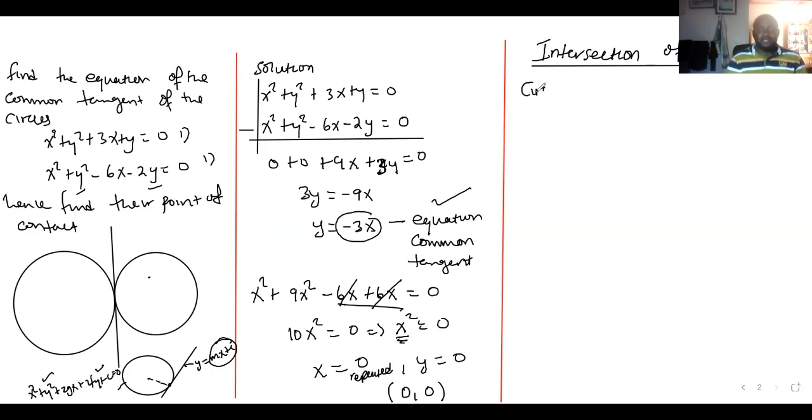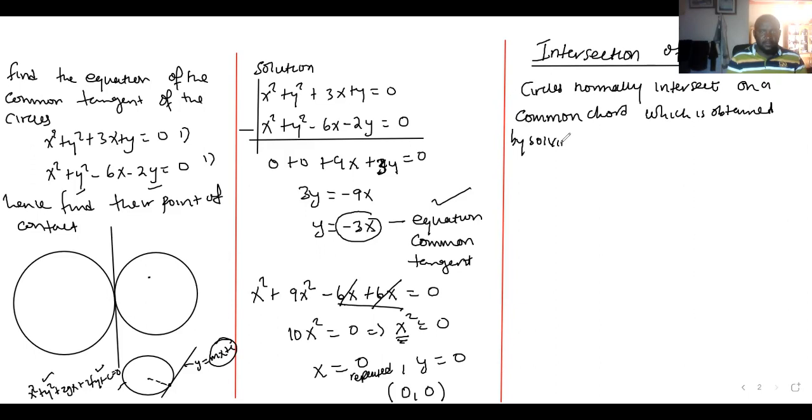So here we can say circles normally intersect on a common chord, which is obtained by solving the two circle equations simultaneously.